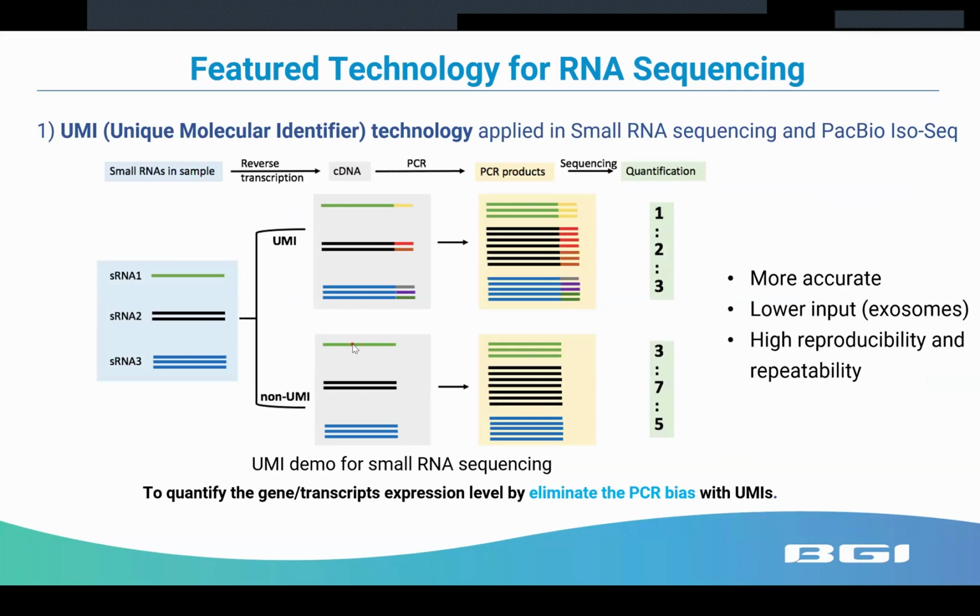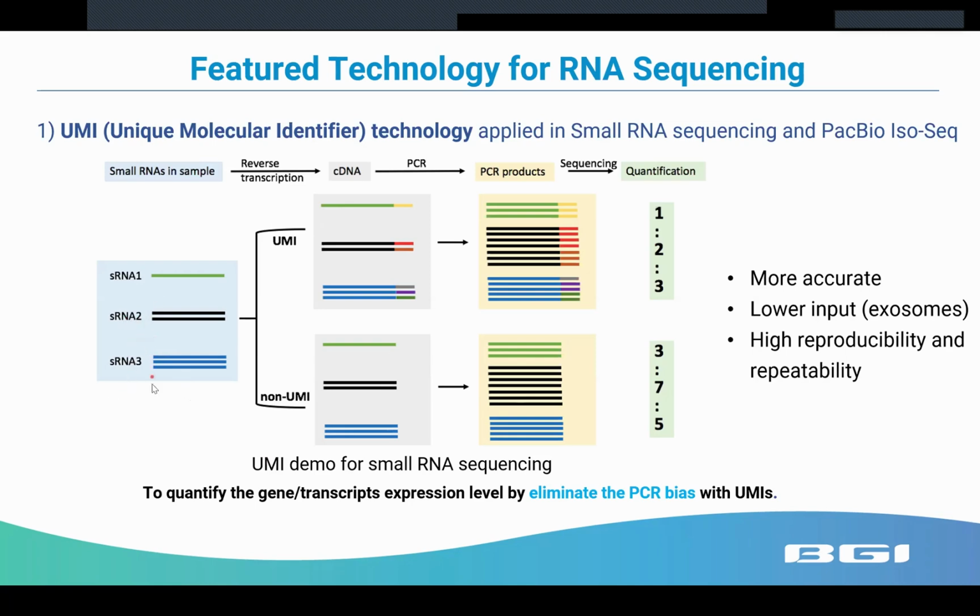The first one is the UMI technology applied in small RNA and ISO-seq. The UMI is short for unique molecular identifier. We know that the PCR step will introduce a PCR bias, which will affect the quantification result. But with the UMI, it can increase the quantification accuracy by eliminating the PCR bias. How? Okay, let's see from this example.